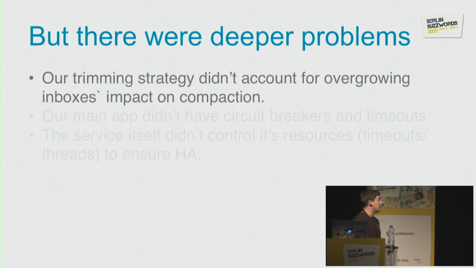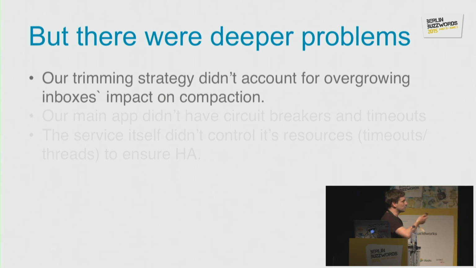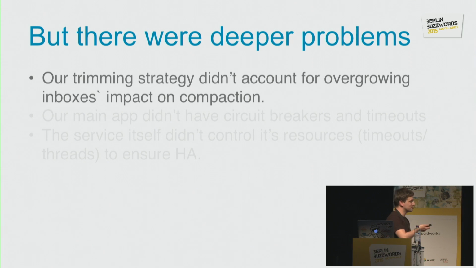So what were the deeper problems? Our trimming strategy didn't account for overgrowing inboxes' impact on compaction. Again, it was new technology and we didn't fully understand it, so yeah, we overlooked it.